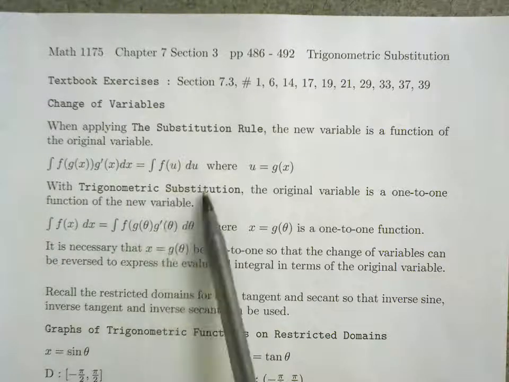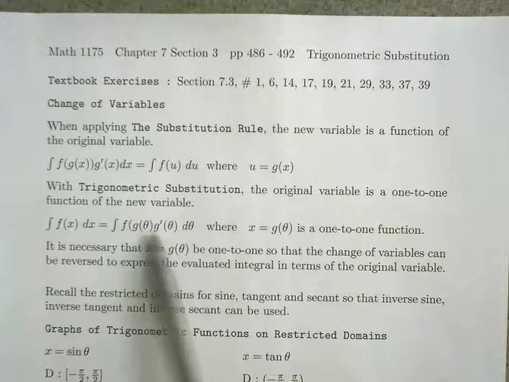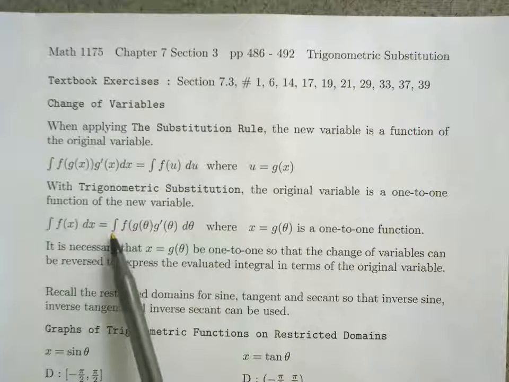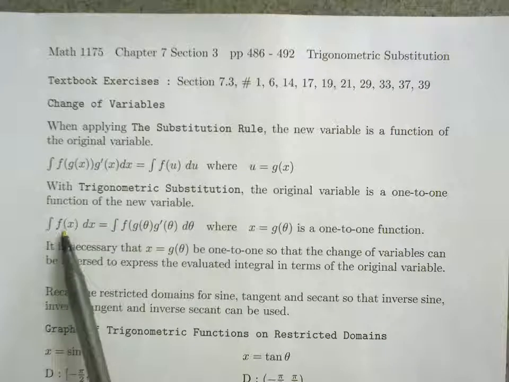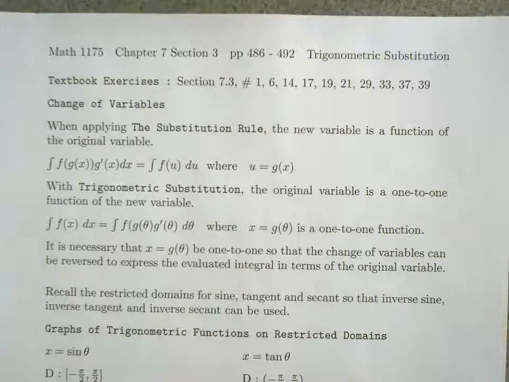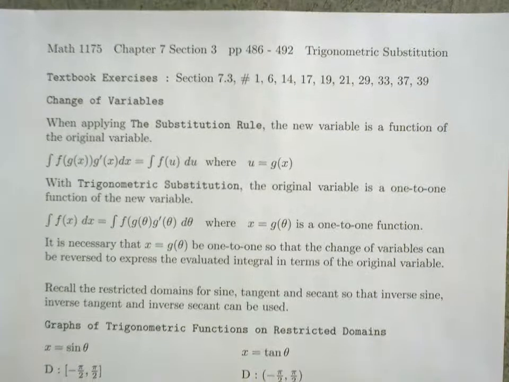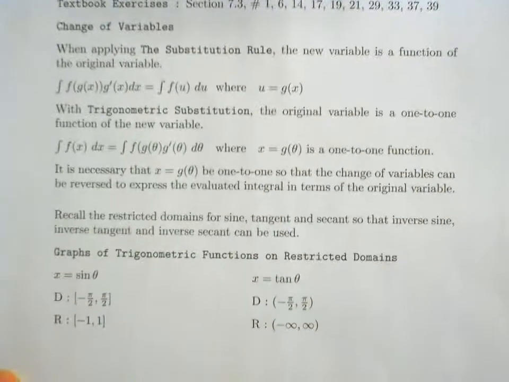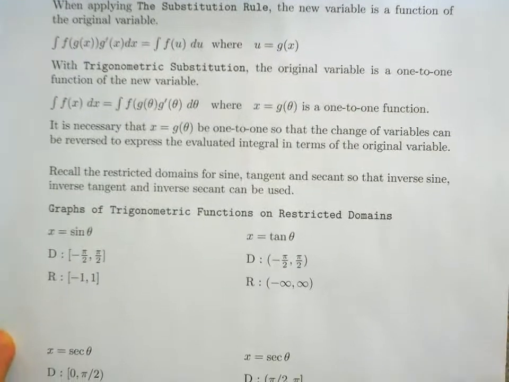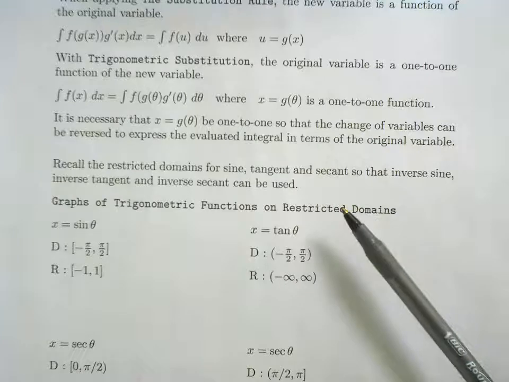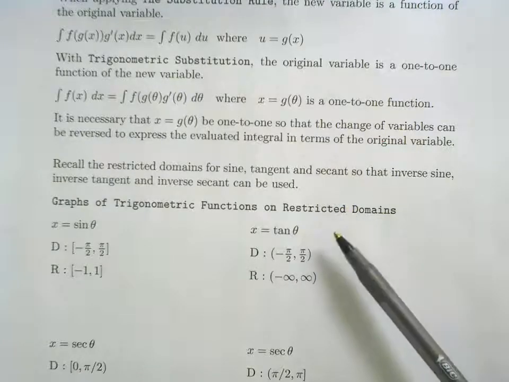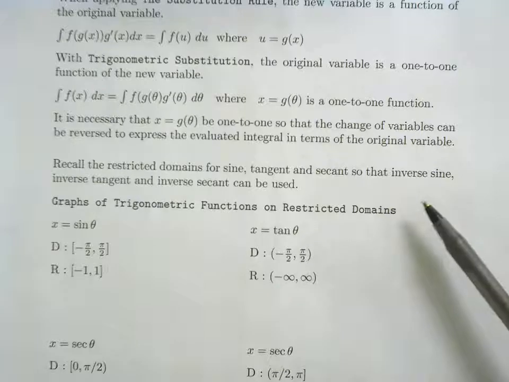The trigonometric substitution is done so that we will get an indefinite integral that is easier to evaluate than the original indefinite integral. So we'll review a little bit about restricted domains for sine, tangent, and secant. You'll recall that in order to define inverse sine, inverse tangent, and inverse secant, sine, tangent, and secant have to be defined on restricted domains so that they are one-to-one on those domains.